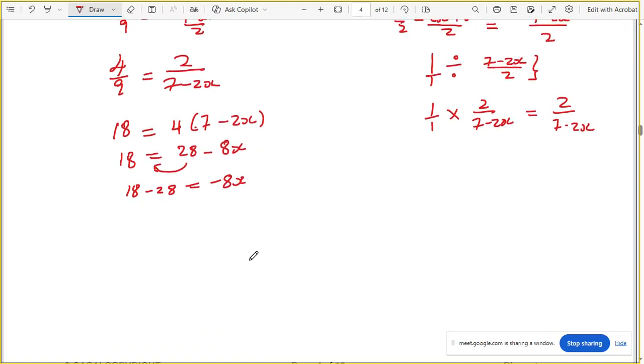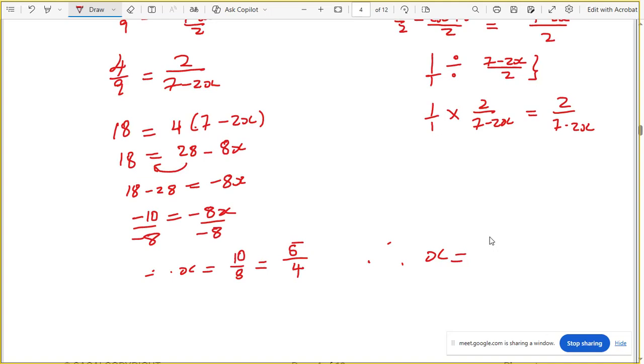18 minus 28, I think that's 10, right? Wait, what is 18 minus 28? It's negative 10. So we have negative 10 is equal to minus 8x. Divide by minus 8, divide by minus 8. Therefore, x is just 10 over 8, which can be simplified: 2 goes into 10 5 times, and 2 goes into 8 4 times. Therefore, the value of x is just 5 over 4. That's the final answer.